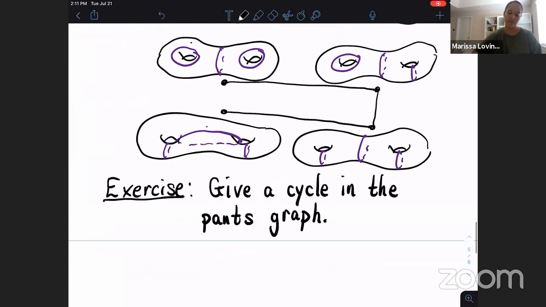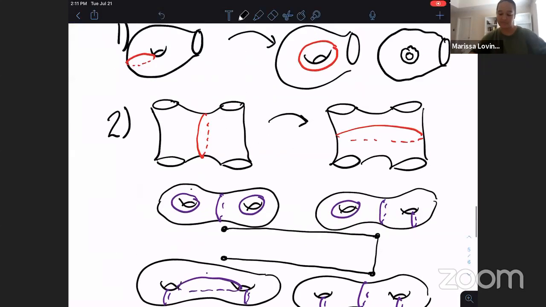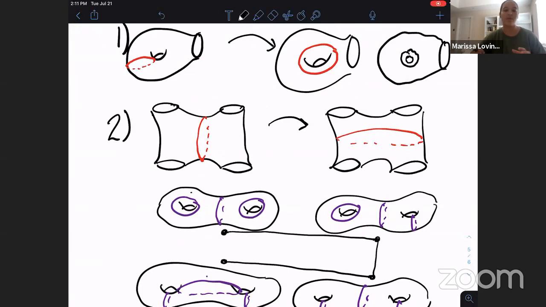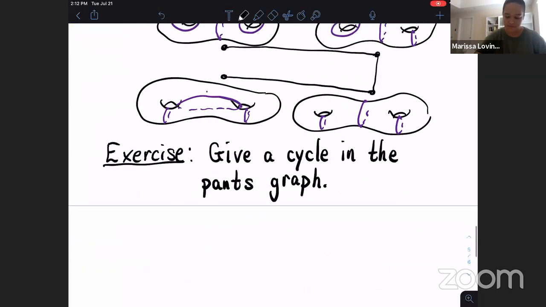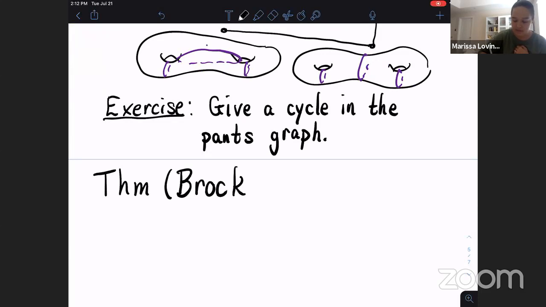Okay. So this is great. This is something you can kind of get your hands on, even though it's a little bit more complicated than the curve graph in the sense that it has these different types of edges corresponding to these different elementary moves. Okay, so why did I want to focus in on the pants graph? Well, I think it gives us a really neat example of one of the things I want to talk about today.